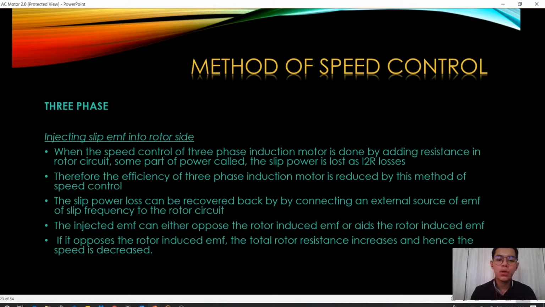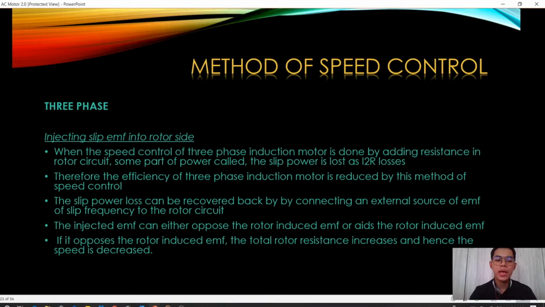When the speed control of a 3-phase induction motor is done by adding resistance in the rotor, the so-called slip power is lost as I squared R losses. Therefore, the efficiency of the 3-phase induction motor is reduced by this method of speed control. The slip power loss can be recovered back by connecting an external source of EMF of slip frequency to the rotor circuit. The injected EMF can either oppose the rotor-induced EMF or aid the rotor-induced EMF.